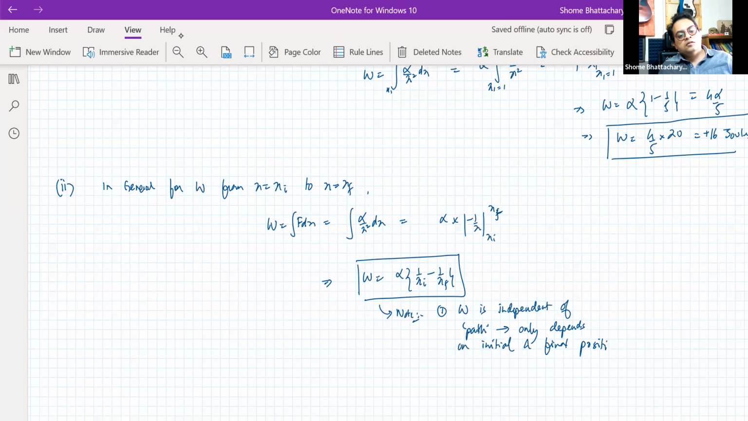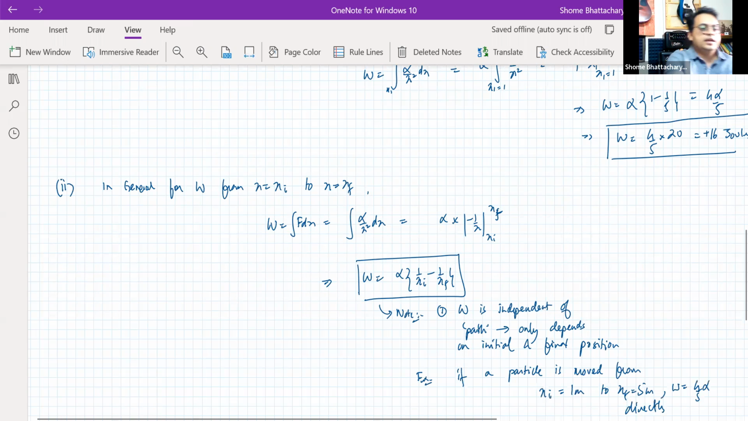Okay. For example, if a particle is moved from x initial equal to 1 meter to x final equal to 5 meters directly, the work done was 4 by 5 alpha.